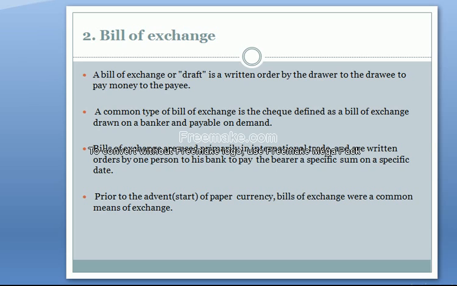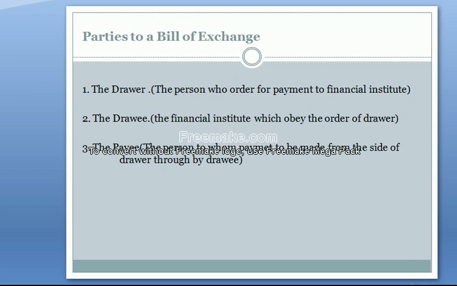The bill of exchange often includes three parties. Keep in mind, the drawee is the party that pays the sum of money. Here we will also check out the three parties that are included in the bill of exchange. What are these three parties? The drawer, number one: the person or business who orders the payment to a financial institution is called the drawer. Drawee, the financial institution, let's suppose a bank, which obeys the order of the drawer. And the payee, the person to whom payment is to be made from the side of the drawer through the drawee.